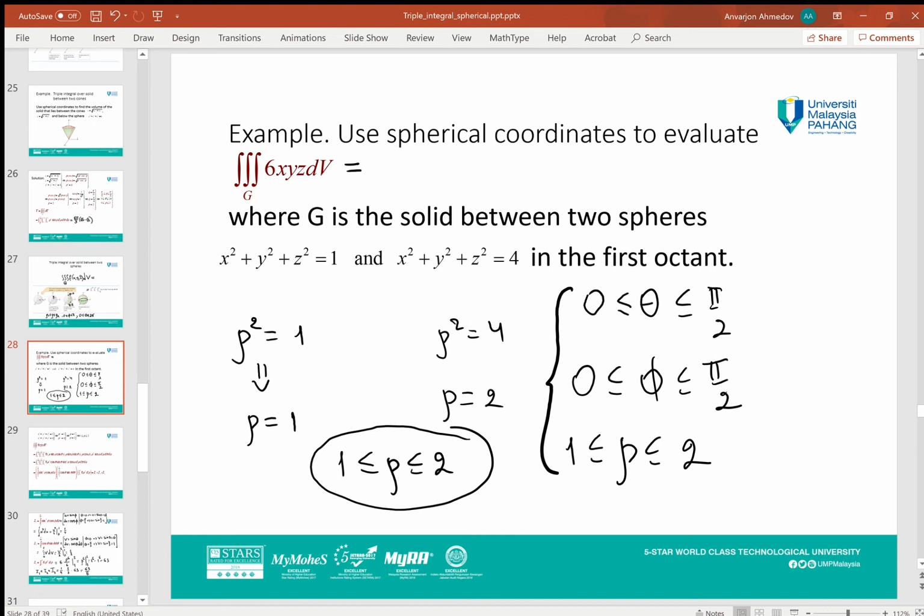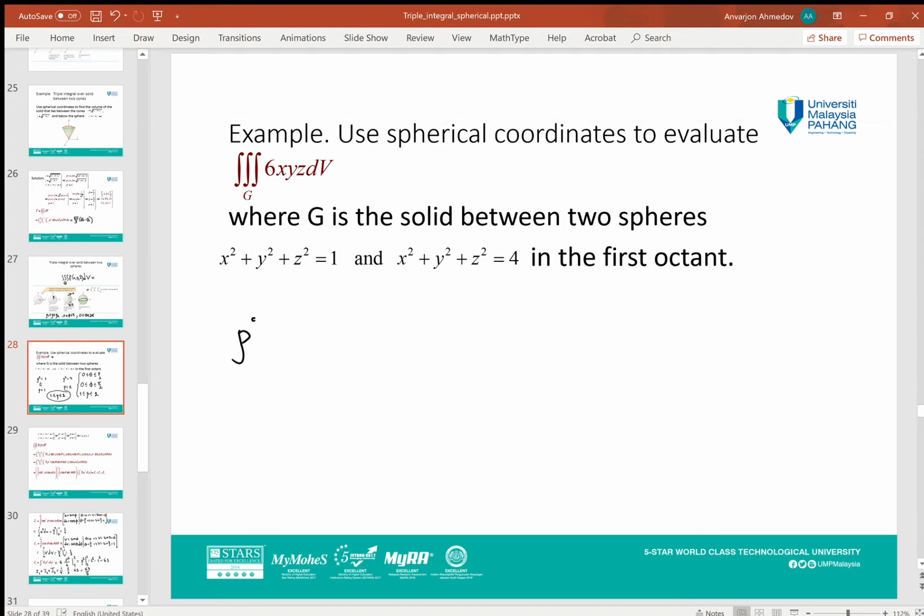Next example. Use spherical coordinates to evaluate the integral, where G is a solid between two spheres of radius 1 and radius 2 in the first octant. First, I want to find the limits for rho.